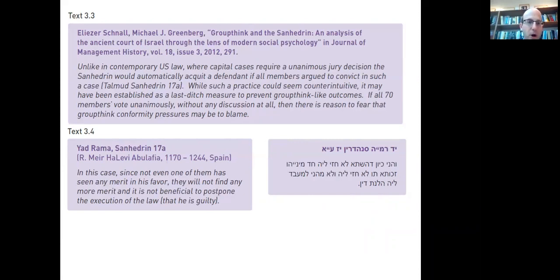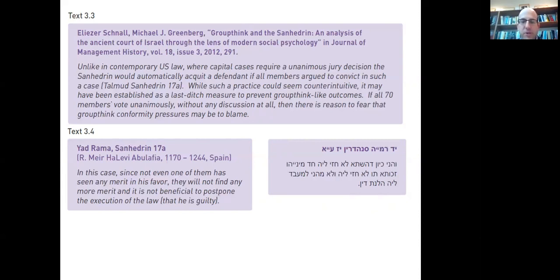And therefore, he understood the Talmud as saying, in this case, when everyone agrees and no dissenting opinions are heard, since not even one of them has seen any merit in his favor, they will not find any more merit, and it is not beneficial to postpone the execution of the law that he is guilty. Because if there was somebody who disagreed, they would have to sleep on it, wait 24 hours, and then come back and do the final decision. But here he's saying, if everyone's in agreement, why schlep it on? Why put this guy through another night when he's just in agony, he knows he's going to be killed anyway?